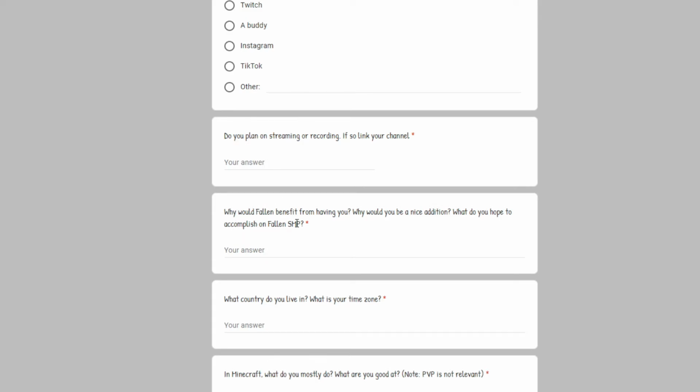Why would Fallen benefit from having you? Why would you be a good addition? What do you hope to accomplish? So again, this is looking at what type of person you are. Are you a good community member? What kind of future goals do you have? Because if you have multiple future goals, you're going to have more fun on the server and be a more active player than someone who's like, oh, I might build a few dirt huts, I don't really know. But if someone's like, well, I want to build a base, I got the shop planned out, I want to build a couple other things around spawn, I got a lot of plans, it's like, oh, okay, that person sounds really cool. I hope you guys get what I'm talking about.